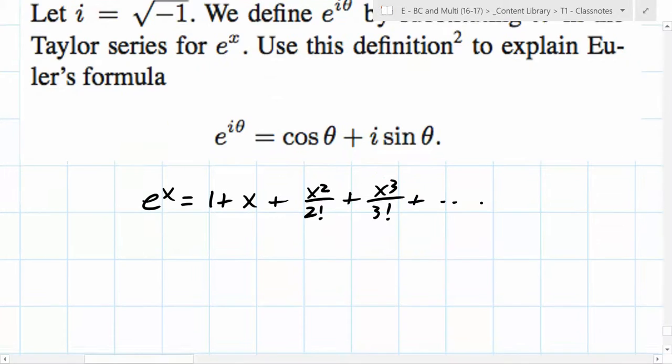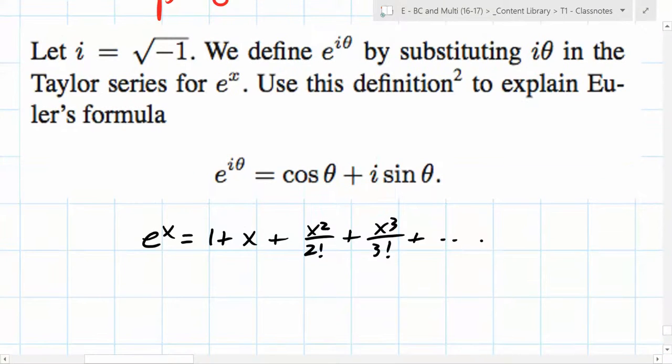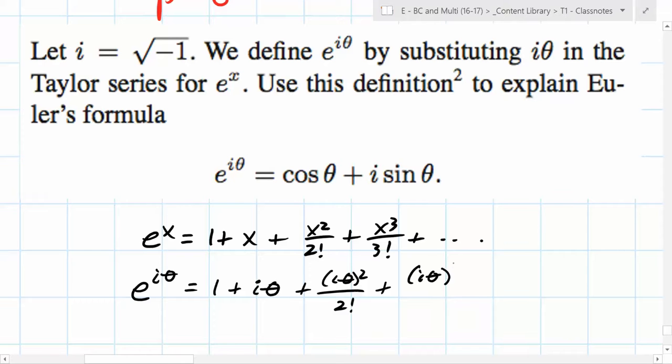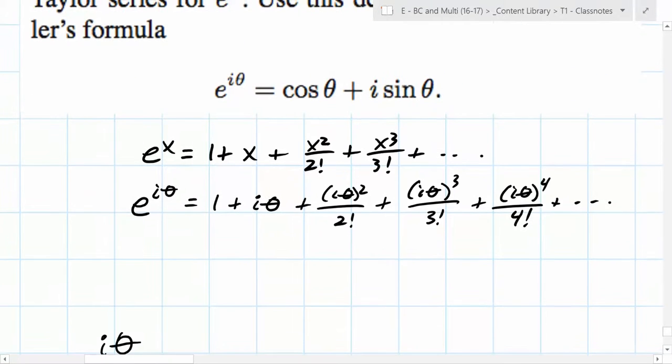Okay, so let's substitute in i theta into there. So let's do e to the i theta. If we do that, what does it turn into? 1 plus what? i theta plus what? i theta squared over 2 factorial. Do it in pieces. Be careful. i theta cubed over 3 factorial plus, let's go one more, i theta to the 4th over 4 factorial. Do you agree with that? Let's simplify this. Help me out here.